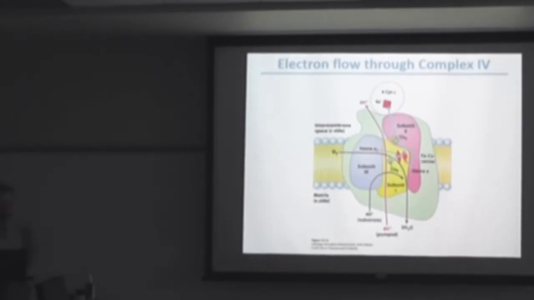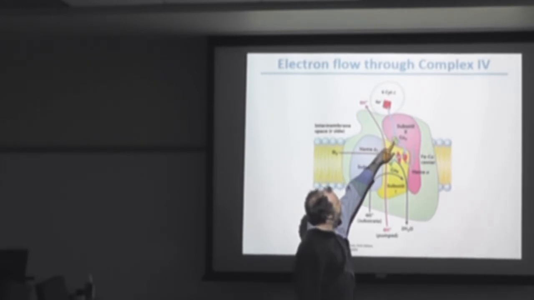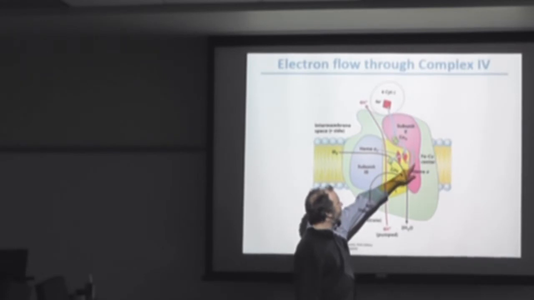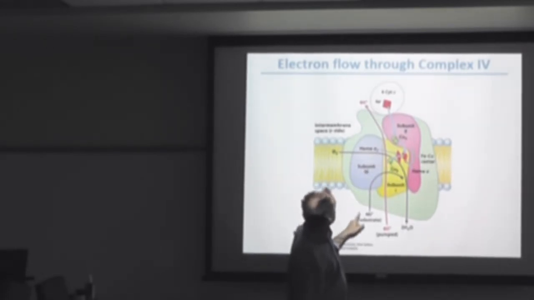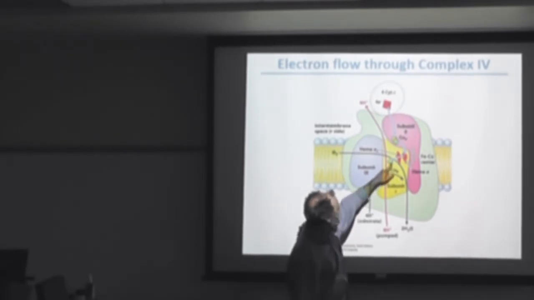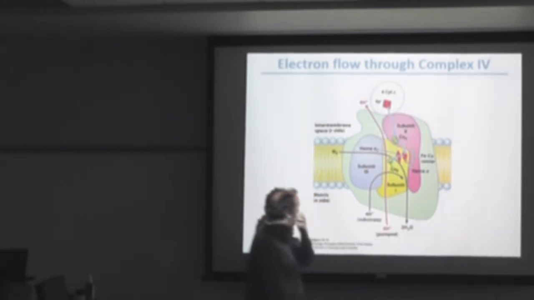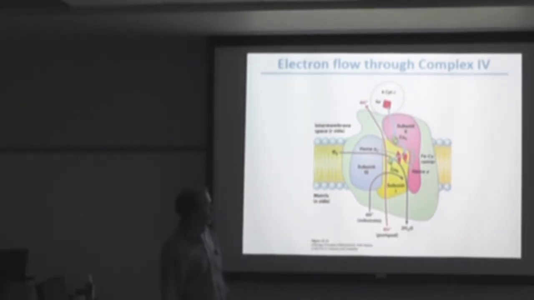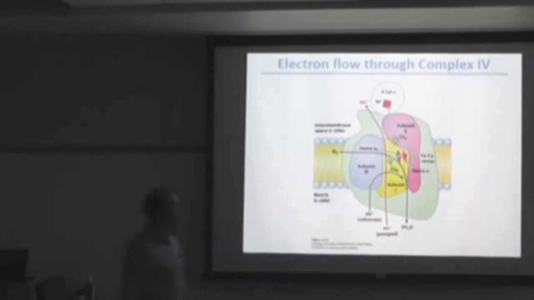And this is the electron flow through complex 4. So cytochrome C brings the electrons to the subunit CuA. Those transfer it to heme A. This is the iron sulfur center. To CuB. In the process, we get 4 protons. Those electrons go to oxygen and produce 2 waters, and at the same time we pump 4 protons to that inner membrane space.